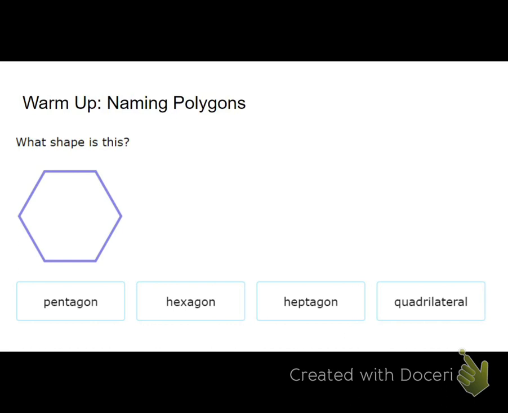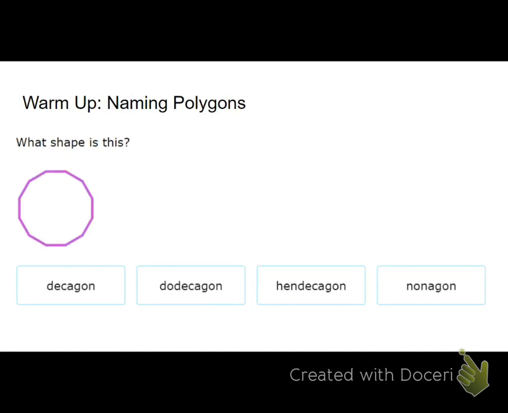What shape is this? Turn and talk with your partner. We're not on any page yet. We're just doing warm-up together. A hexagon. All right. It's a hexagon. Great.